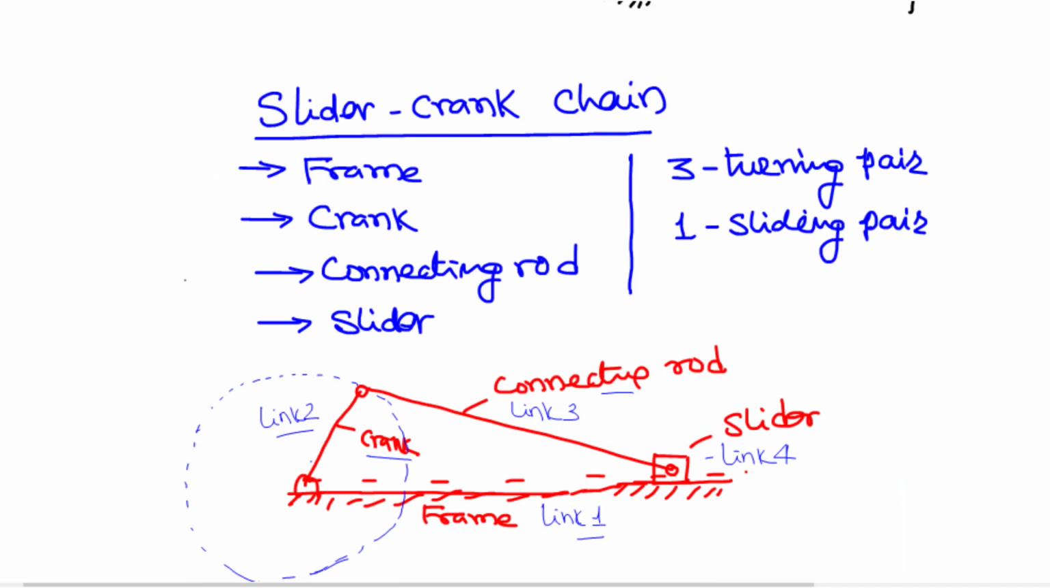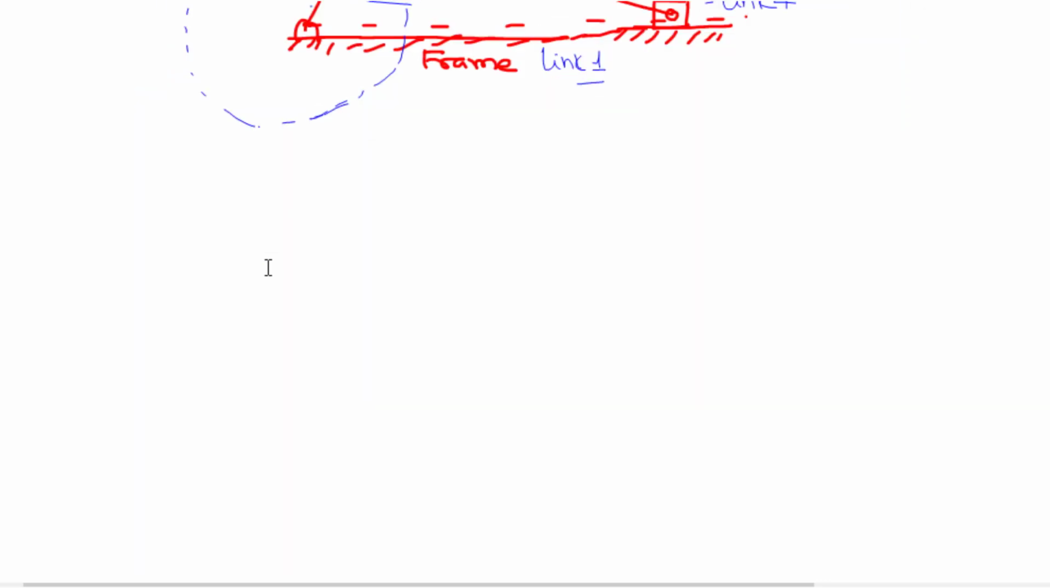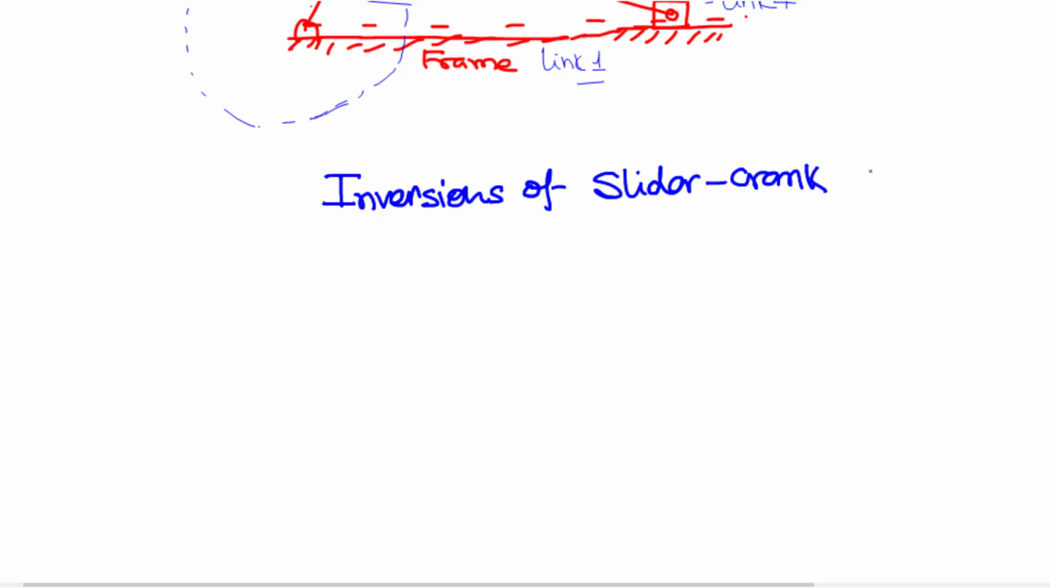Now inversion of slider crank chain. First, pendulum pump or bull engine.